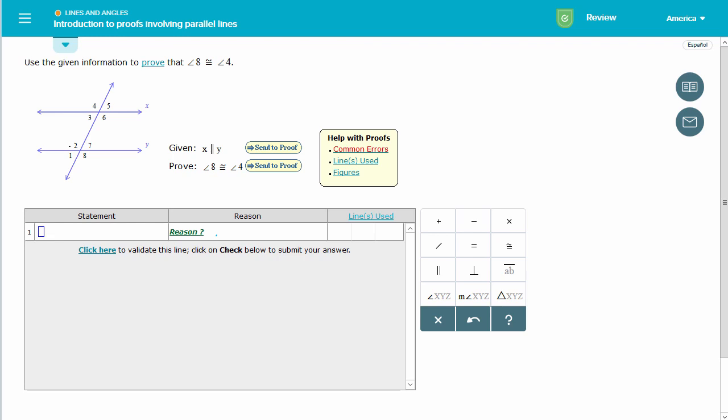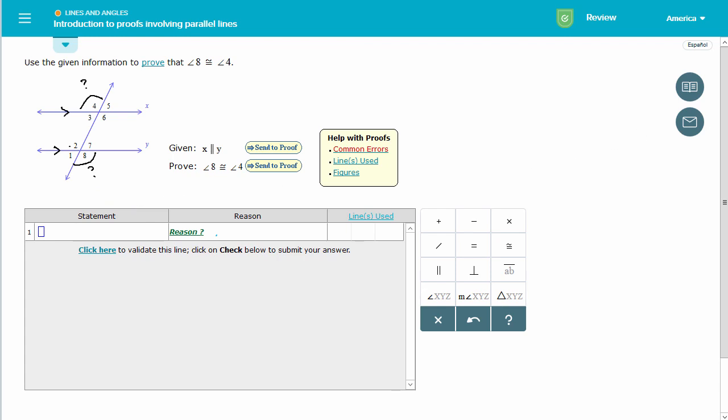Now that we know how to justify our steps in a proof, let's think about how to write a simple proof. So in this proof, we're given that lines x and y are parallel. I'm going to go ahead and mark that. In real life, I would probably copy this diagram onto a piece of paper. And we want to prove that these two angles are equal.